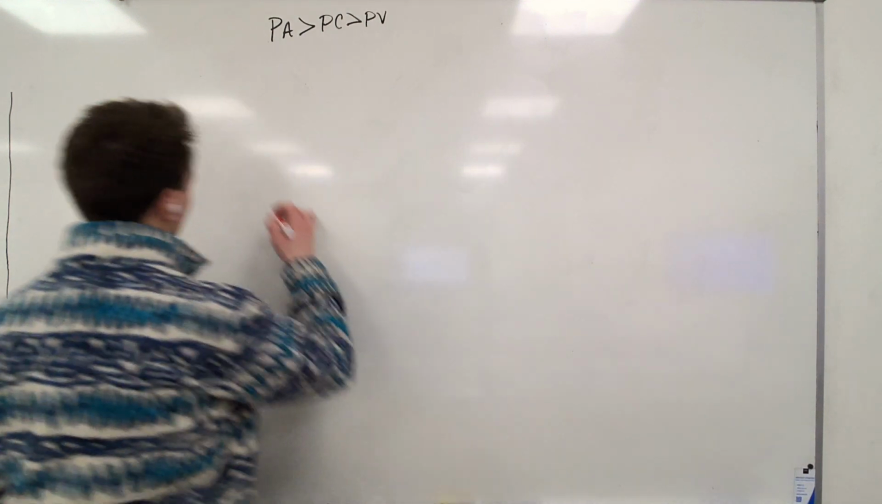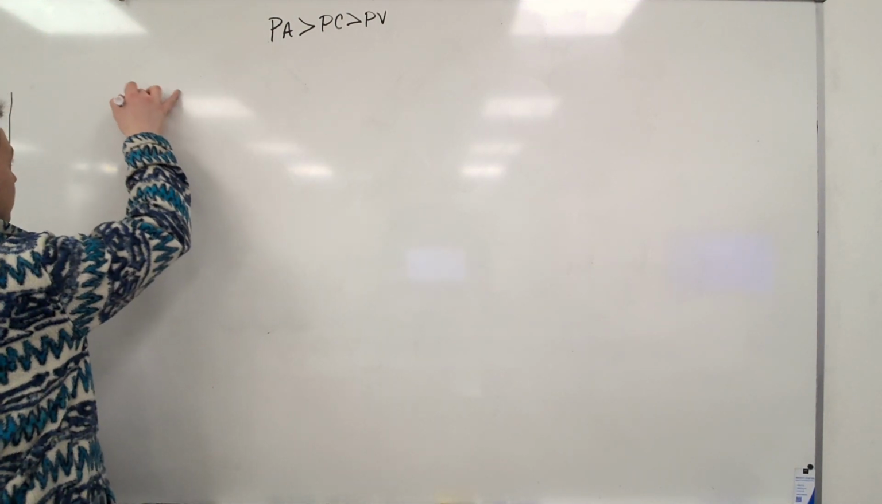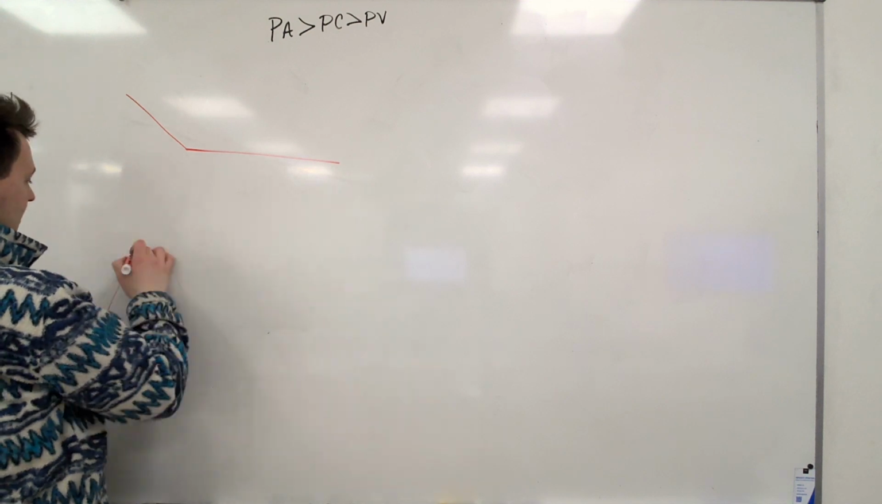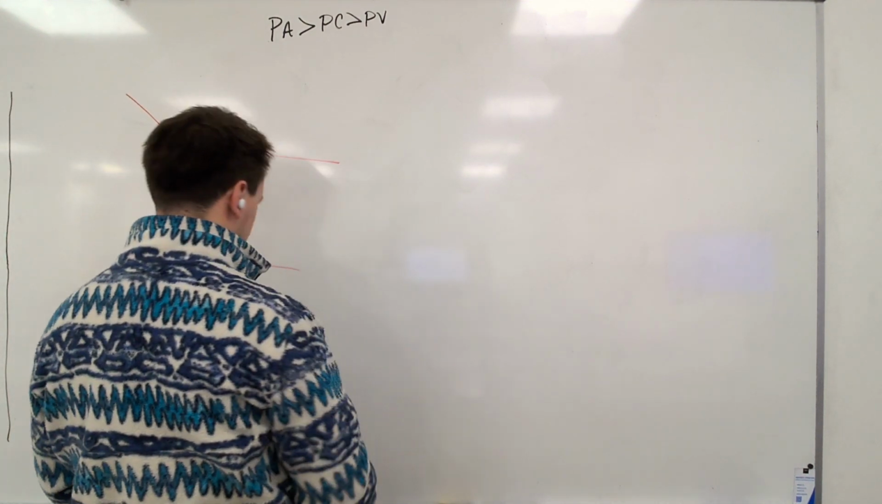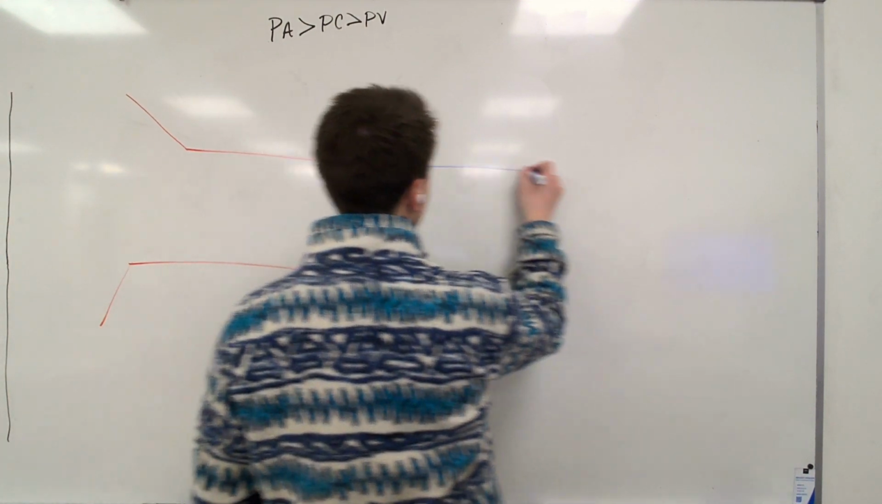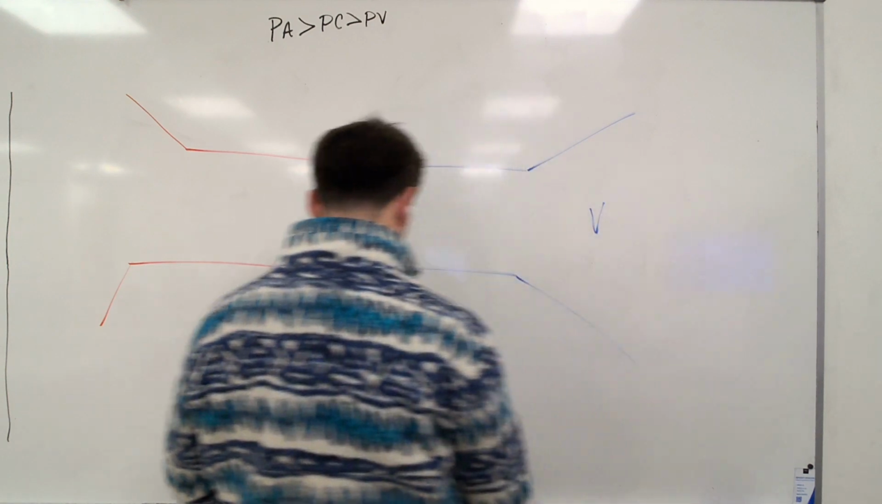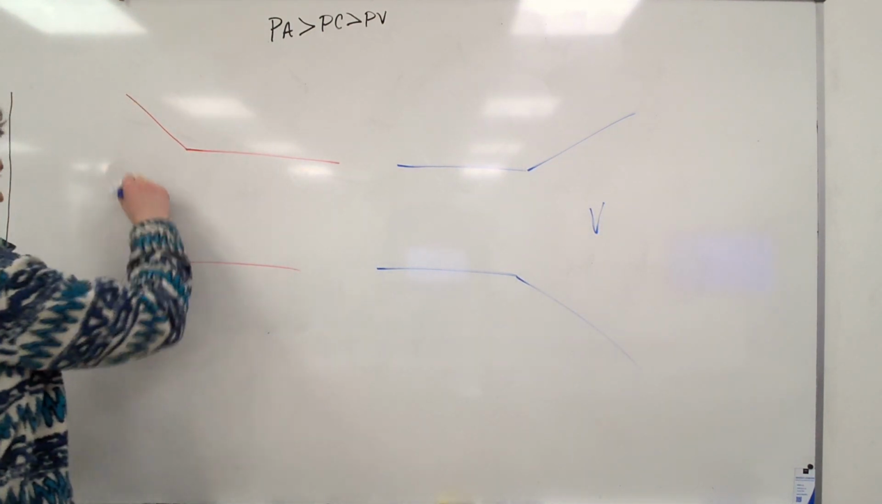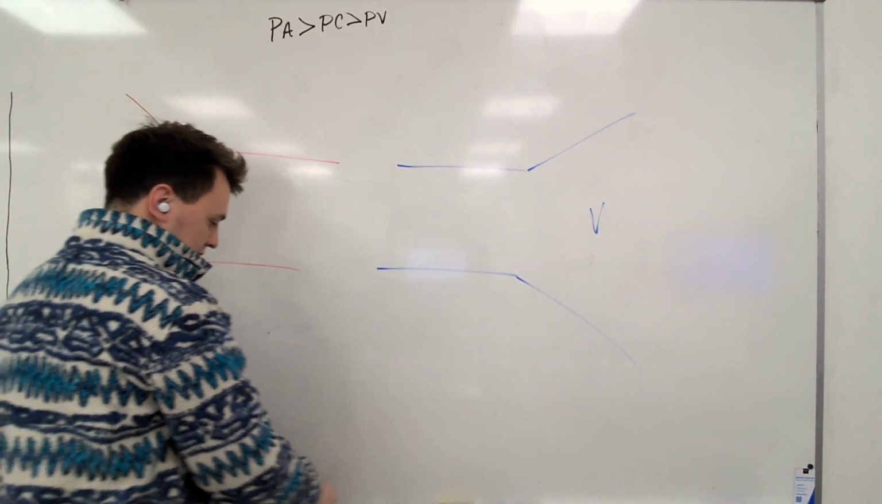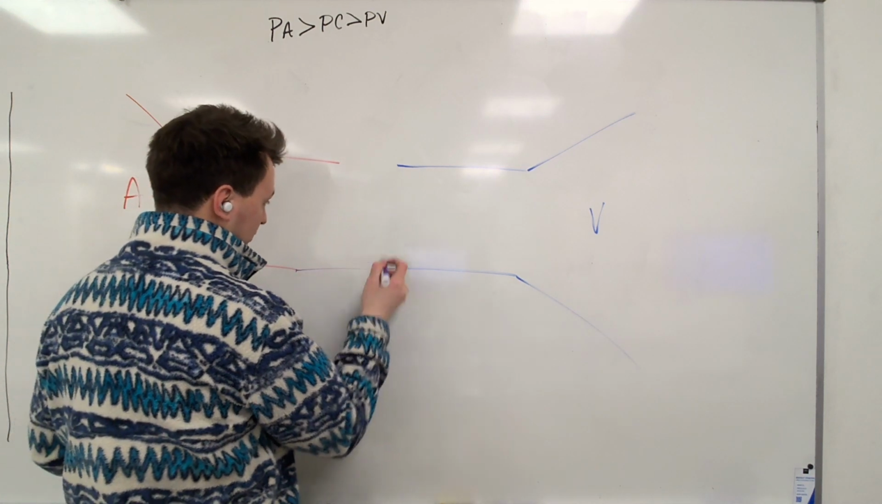So yeah, we'll have the artery side. We'll draw the artery side in red. And then we'll draw the venous side in blue. So venous side, arterial side. And then blue and red mix and they make purple.